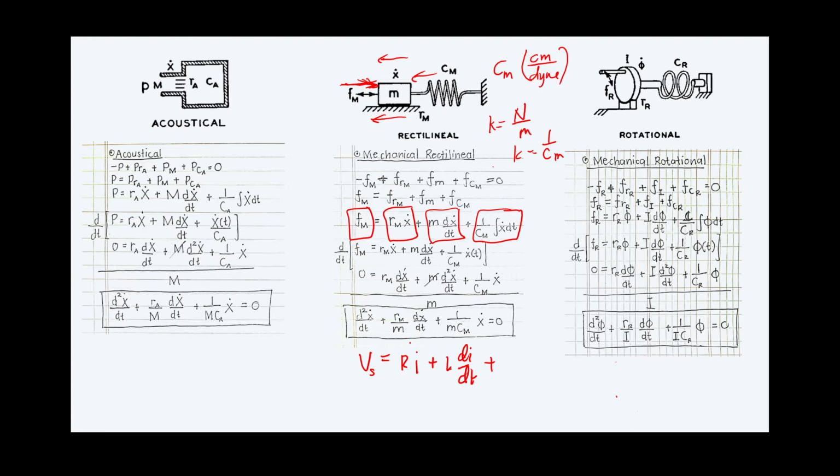I can replace this I with small i, the instantaneous current. And then plus 1 over C, the integral of i dt. You can also replace this with charges. We know that this leads us to d squared i over dt squared plus R over L di/dt plus 1 over LC equals Vs.